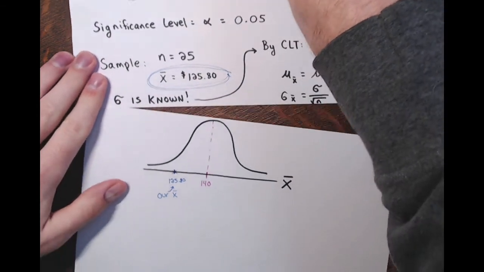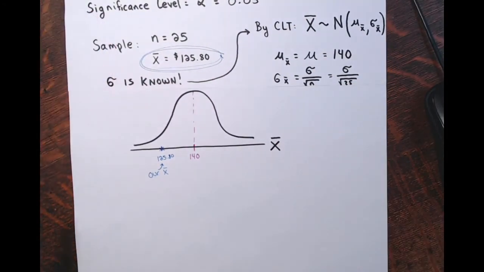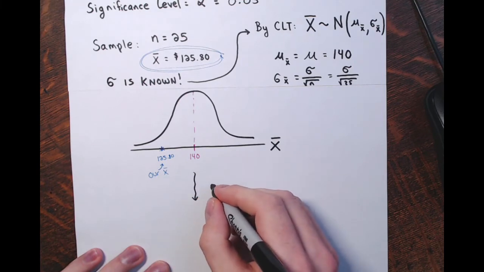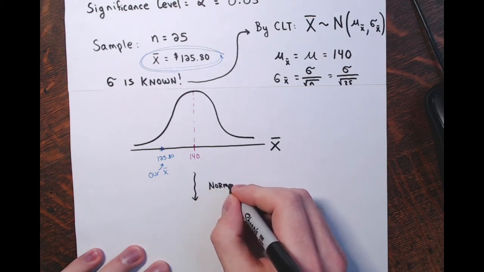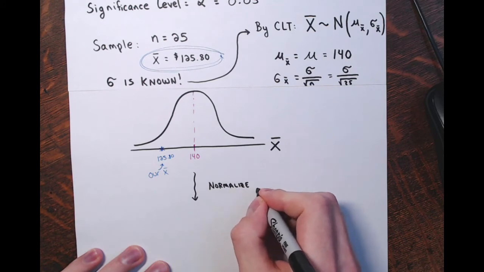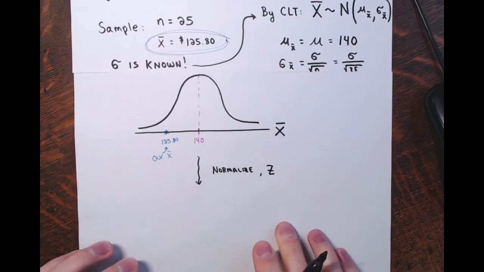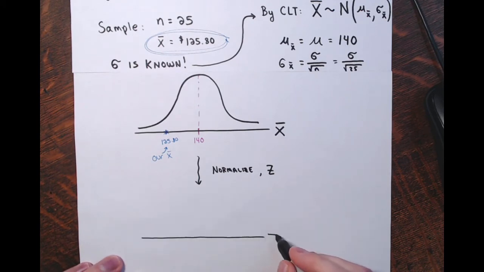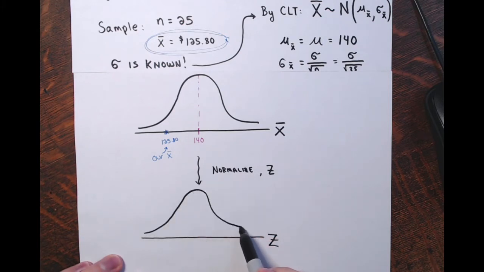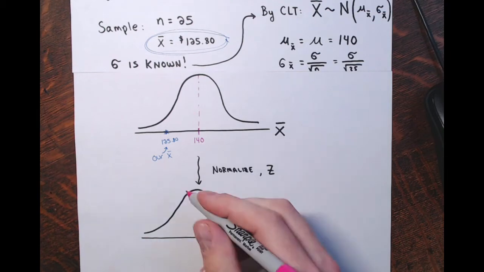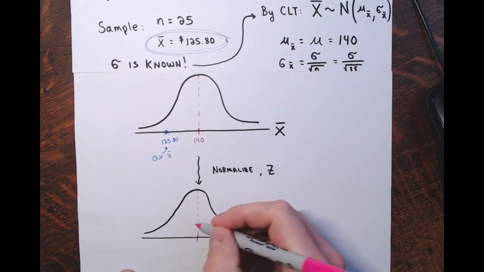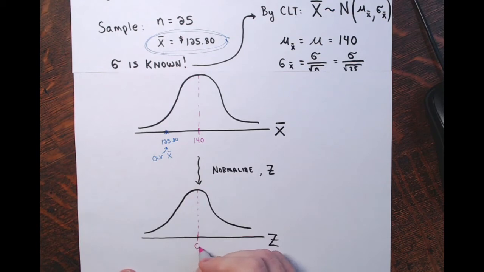So then this distribution got normalized, right? It got changed to the standard normal, the z distribution. Everything gets changed to their z-scores, so now the number line represents z-scores. Still a symmetrical bell-shaped curve, but now underneath the peak, remember, the z-score of the mean is 0. And then our 125.8, I'll call this z-test.